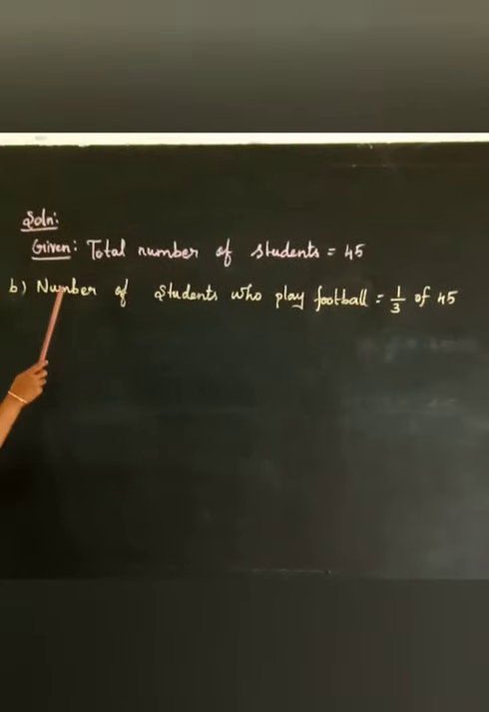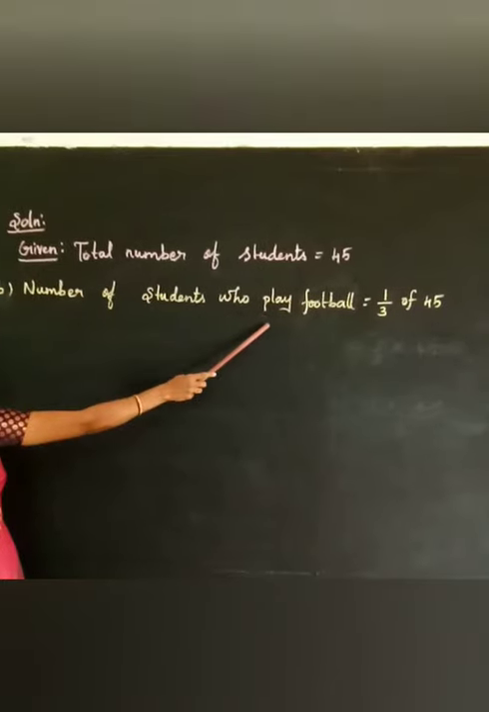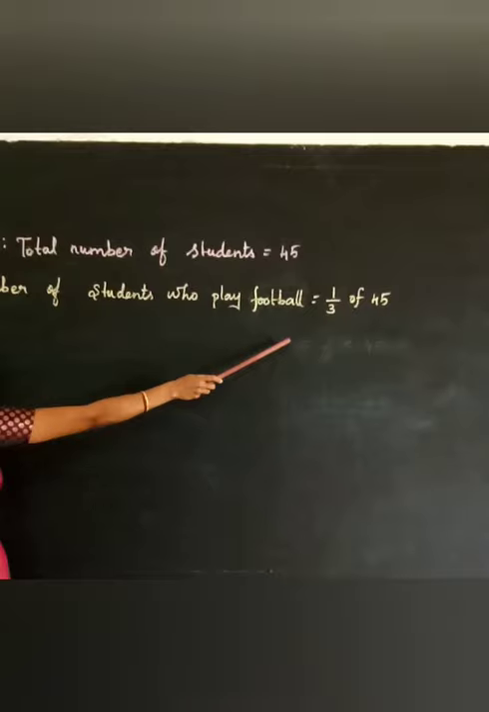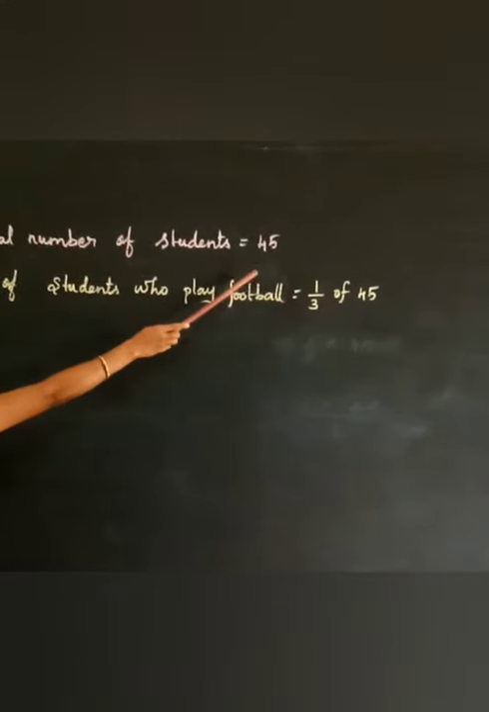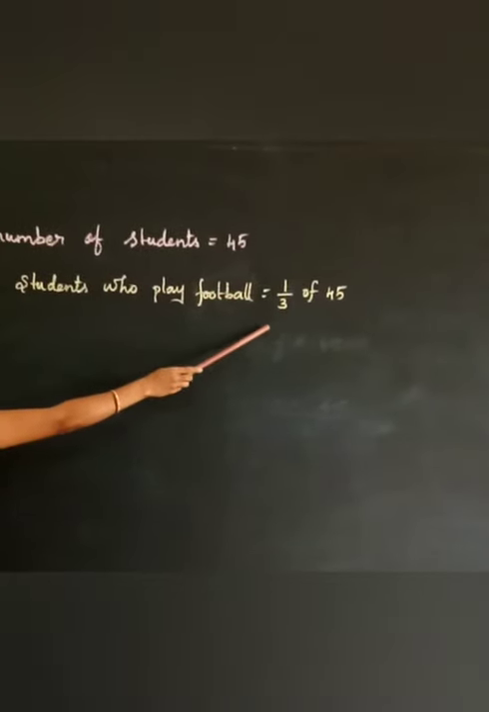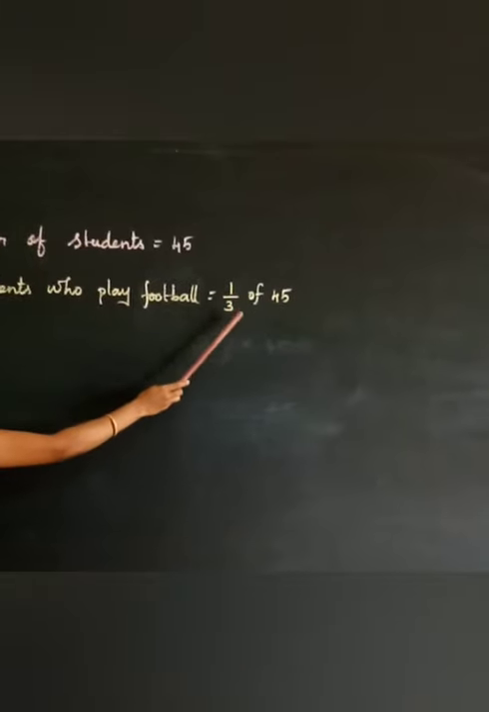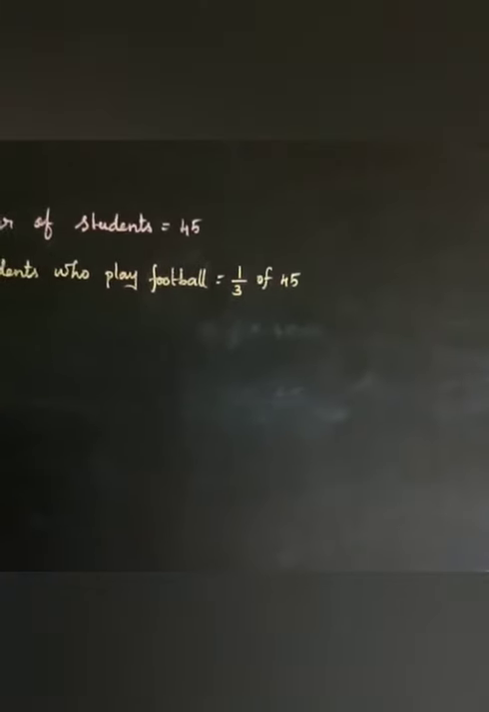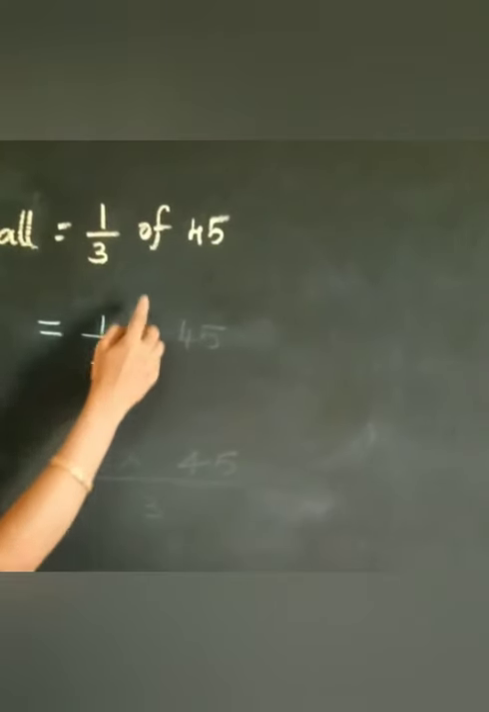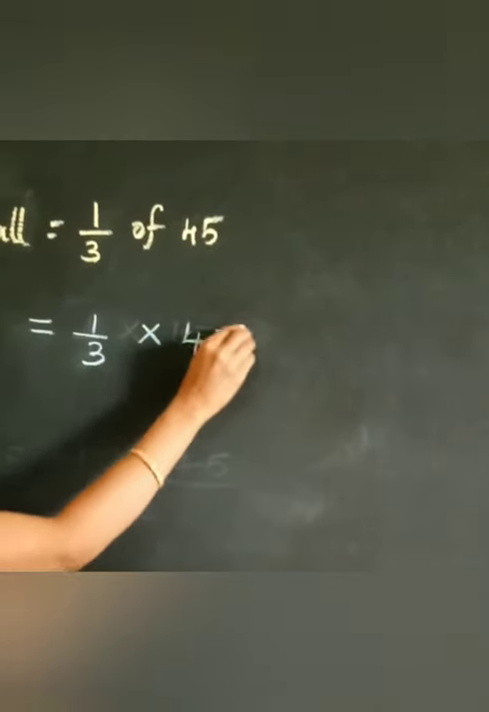So the solution is the number of students who play football. How many students play football, in fraction form? 1/3. The total number of students is 45, which is already given in the first statement. Then we have to find how many students that is in whole number. This is the fraction form. We get the answer in whole number, which is equal to 1/3 of 45. This "of" represents multiplication.